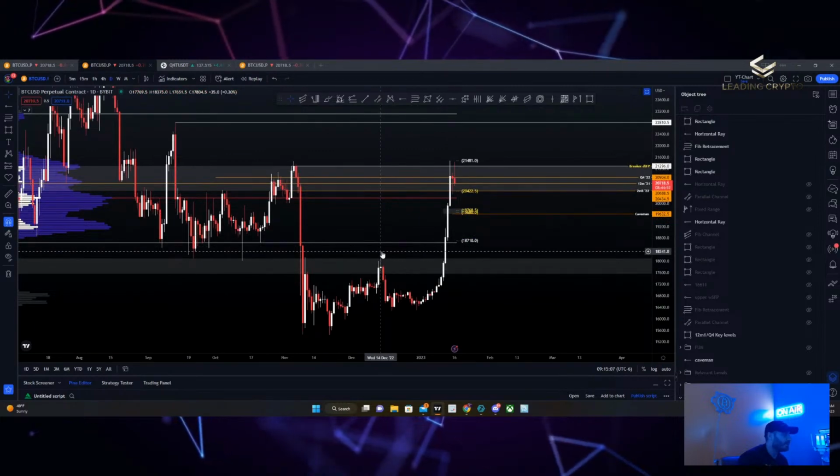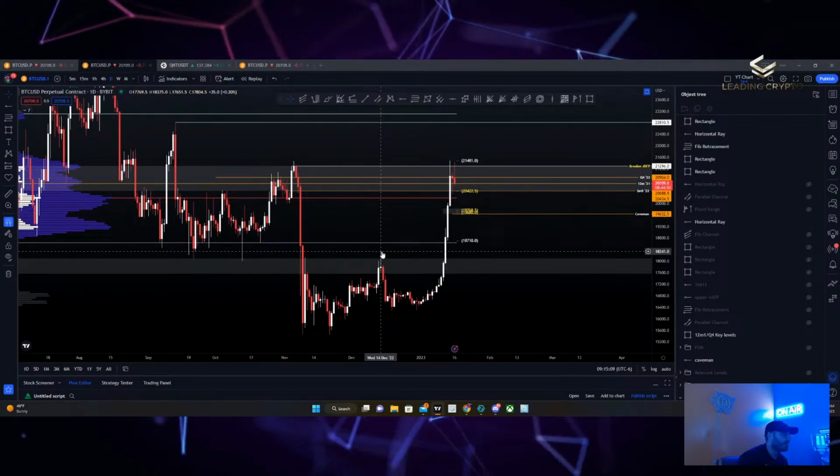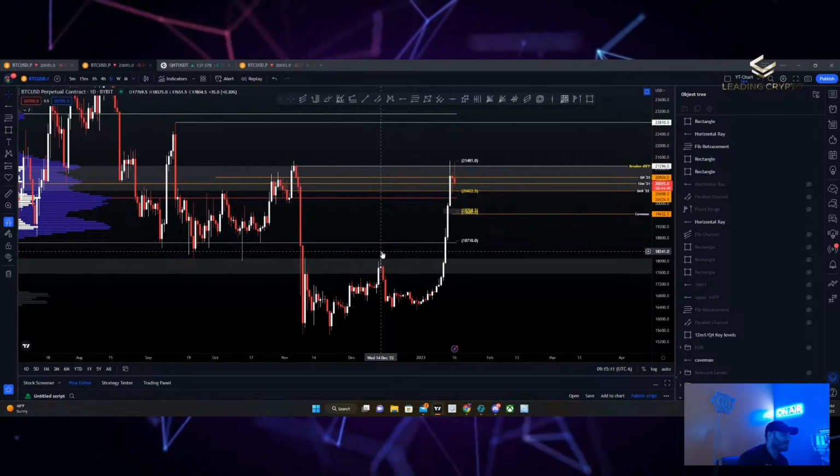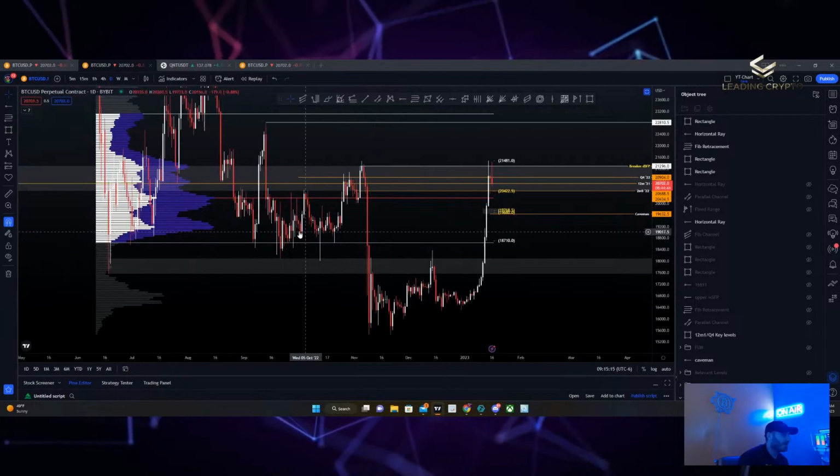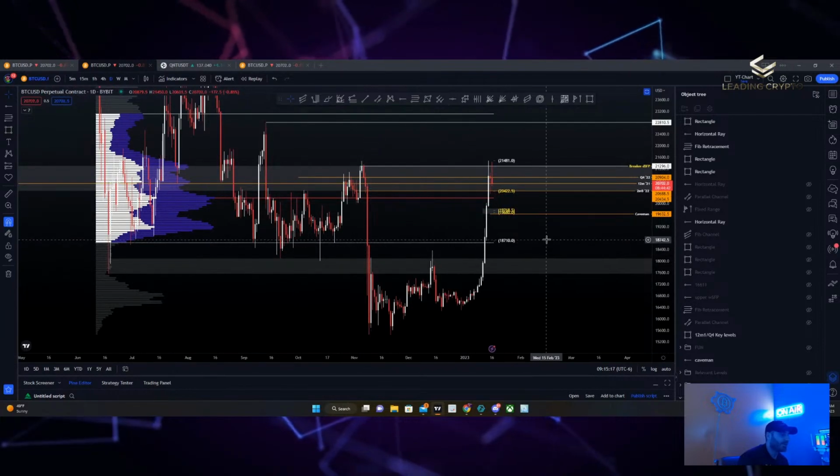I would say to a minimum, I would look for 18,375. Unless 19,150 is that support that we're waiting for, but I'd be looking down to the range low at that point. So that's really all I've got.